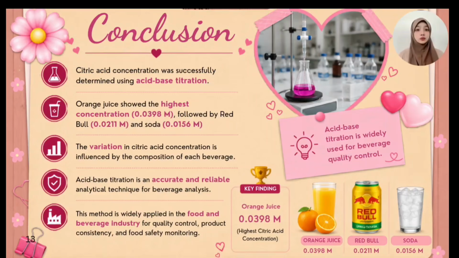Orange juice naturally contains more citric acid, while energy drinks and soft drinks contain different amounts depending on their ingredients and manufacturing process. This experiment demonstrates that acid-base titration is an accurate, reliable, and effective analytical technique for determining citric acid concentration in beverages. Furthermore, this method is widely applied in the food and beverage industry for quality control, maintaining product consistency, and ensuring food safety standards are met.